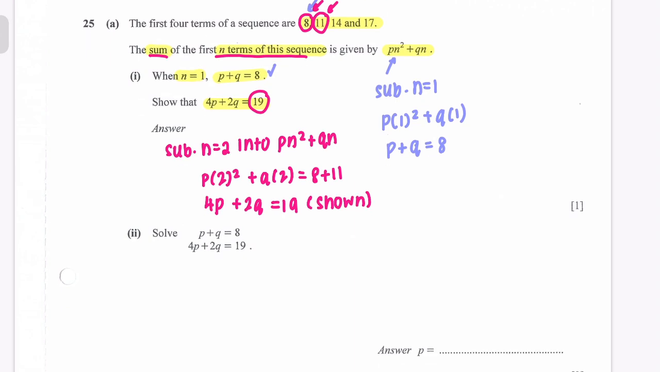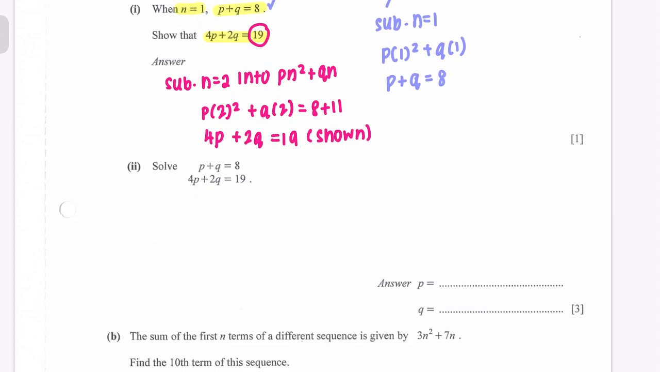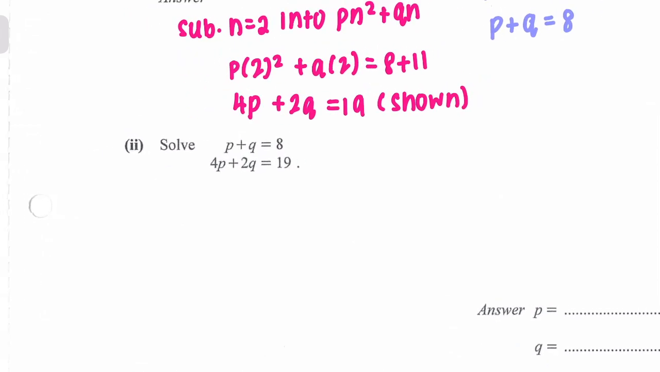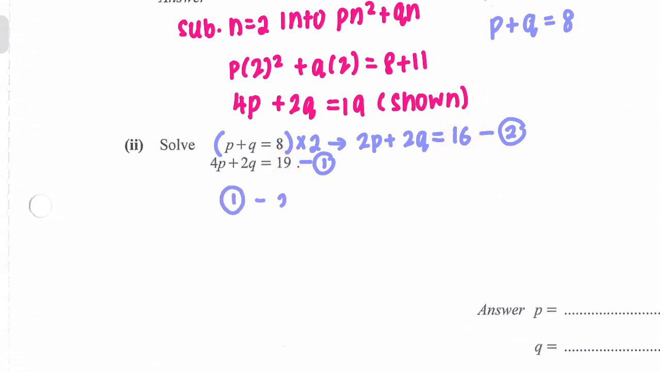25b, solve. Okay, so this is solving. We can actually use elimination or substitution, up to you. So if we want to quickly solve this, the easiest way, I believe, is you times 2 here. We will get 2p plus 2q equals to 16. So this I will let it be equation 2, and this I will let it be equation 1, because I saw that this is bigger than this. So I would ideally want to take the bigger one minus the smaller one.